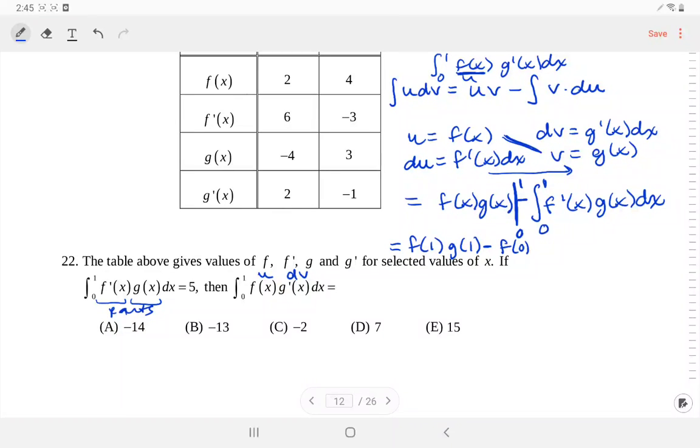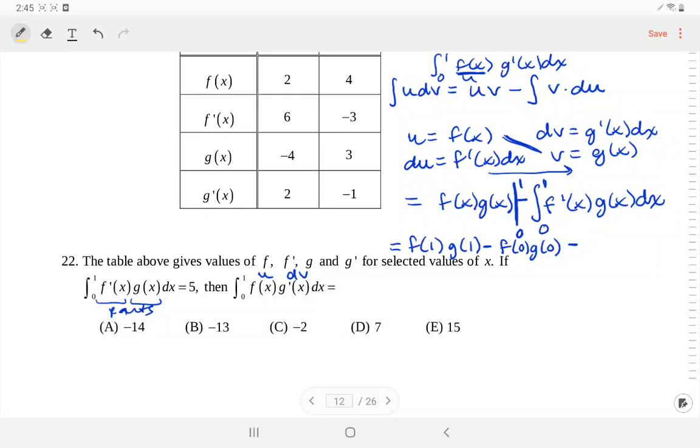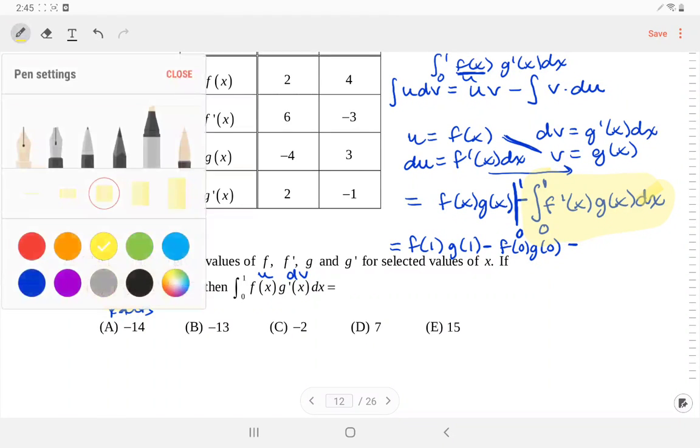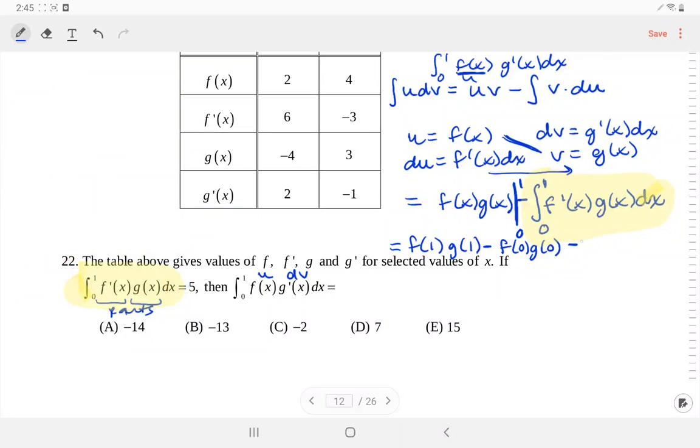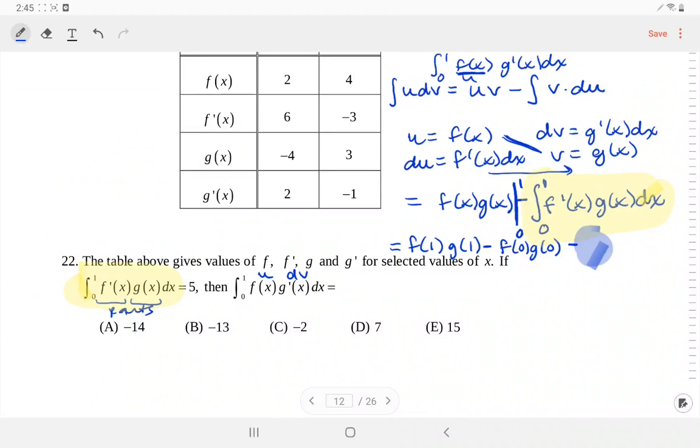minus f of 0, g of 0, and then minus, and this whole thing here, let me highlight so you can see. See where my highlighter is. I'm getting better at this. Okay, so my highlighter would be this whole thing right here is this. So that would be 5. Oops. I love that. That's so funny. Okay, so hold on. Let me get back to my pen. Okay, so here's my pen. Okay, let me erase that big highlighter. Okay, there we go. So minus 5.